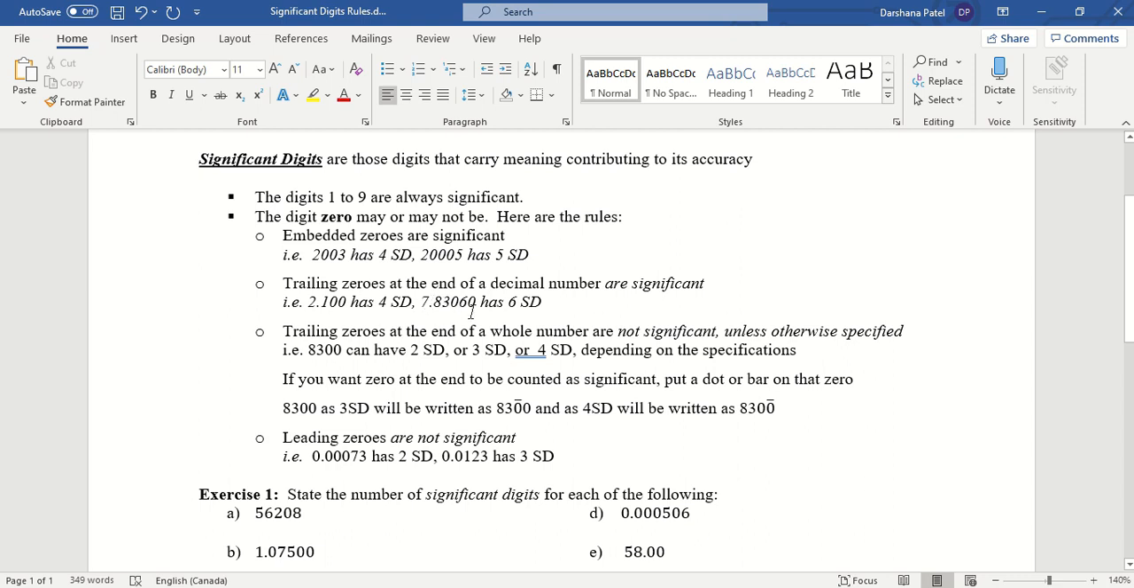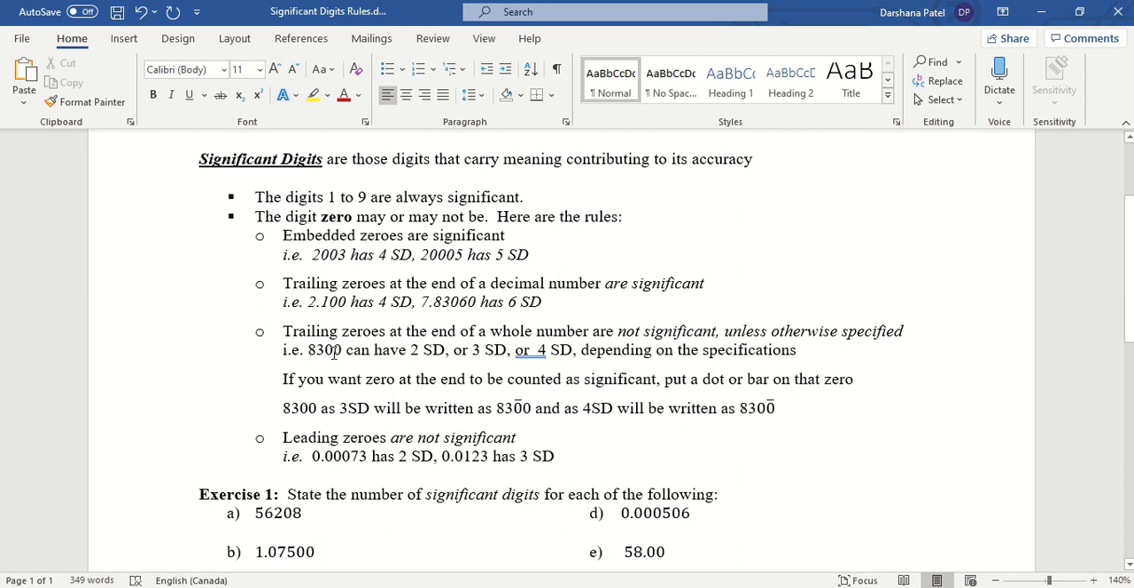Now, the zeros at the end when the number does not have a decimal, it's a little bit tricky. It depends on how it is. It could be significant, it might not be significant. What I mean by that is, for example, 8300, the way it is written, it will only have two significant digits: 8 and 3, and then the 00 will not count.